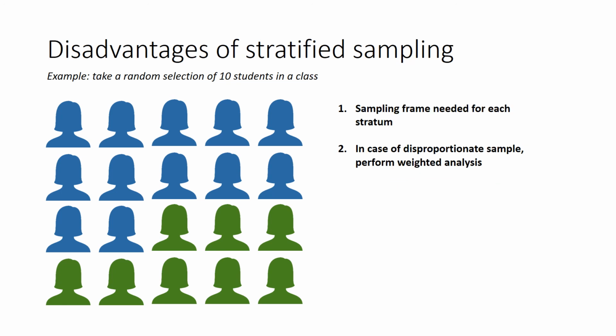The disadvantage is that you will need a separate sampling frame for each stratum. And when a disproportionate sampling strategy is chosen, you have to account for that with weights, which brings another layer of complexity to the analysis.